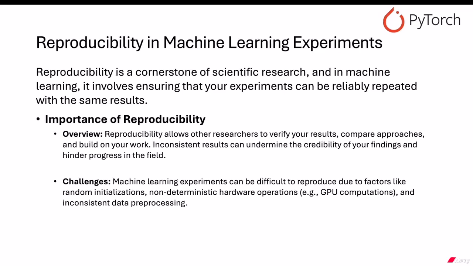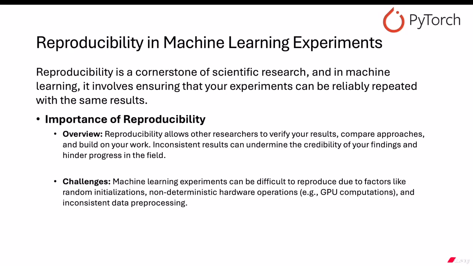Reproducibility in machine learning experiments. Reproducibility is a cornerstone of scientific research, and in machine learning, it involves ensuring that your experiments can be reliably repeated with the same results. Importance of reproducibility. Reproducibility allows other researchers to verify your results, compare approaches, and build on your work. Inconsistent results can undermine the credibility of your findings and hinder progress in the field.